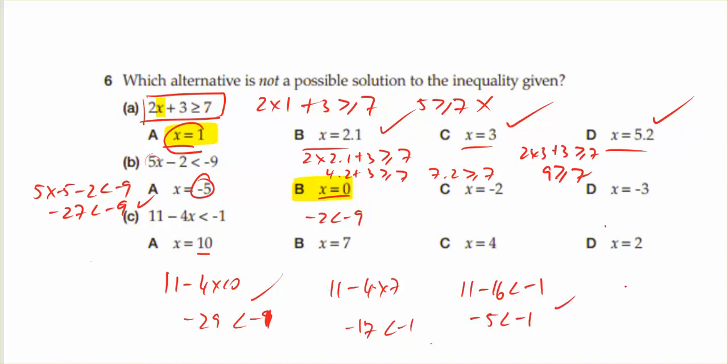What about 2? So 11 minus 4 times 2, minus 8, is equal to 3. Is 3 less than -1? No, that's not true. So my answer for 6C is D. So all the question's asking you is what numbers actually satisfy the inequality, and you just check by subbing it in and seeing if the statement holds true. Hopefully that helps.